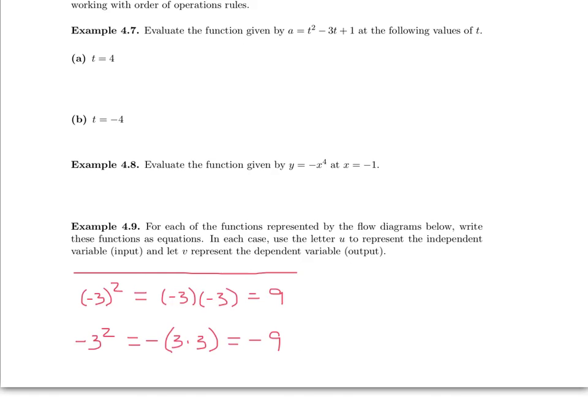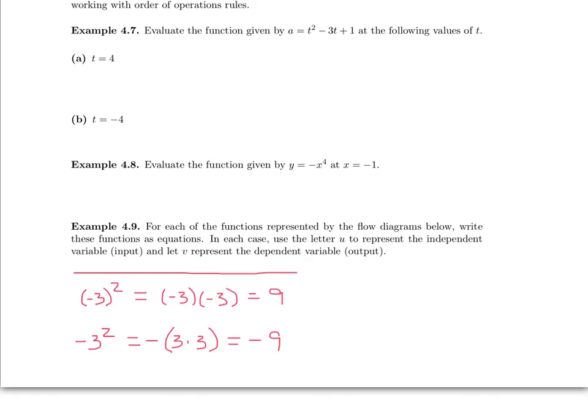If ever you are squaring a negative number, you need to write the expression this way. The negative number needs to be in parentheses if you are planning to square it. Okay, now that we've discussed that technical point, let's go up and look at example 4.7.